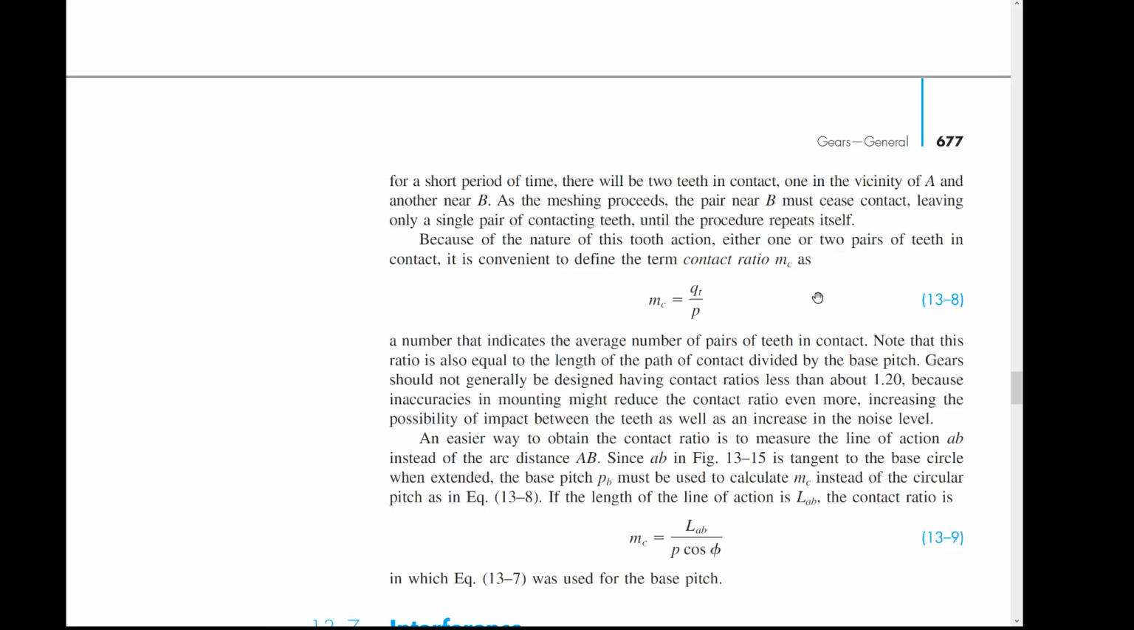Because of the nature of this tooth action, either one or two pairs of teeth in contact, it is convenient to define the term contact ratio, M sub C, as M sub C equals QT over P.